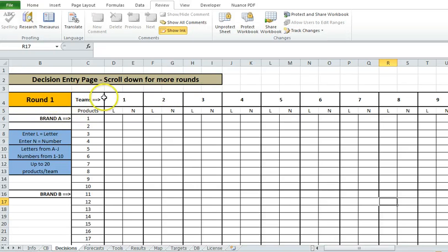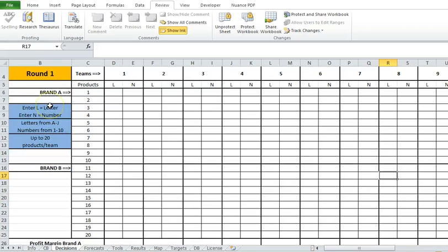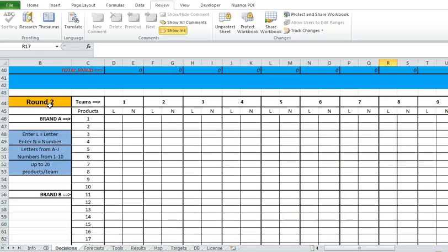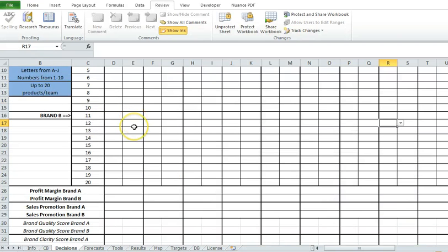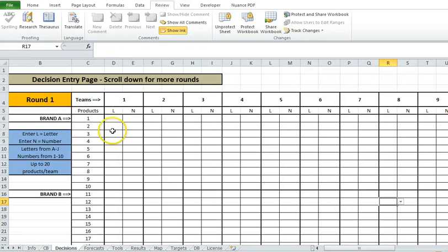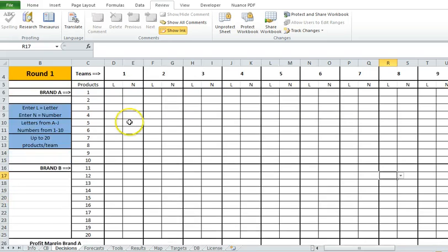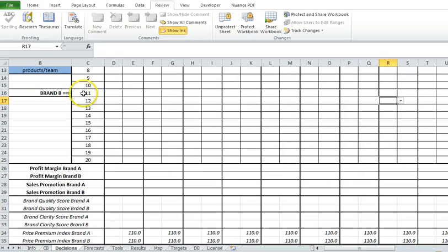As you can see, we've got 10 teams that go across the top, and we've got brand A, brand B, you've got up to 10 products in each. And this is round 1, and as we go down, we've got round 2 underneath, etc., all the way to round 8. What happens is you can only enter here letters and numbers. I'm going to come down to brand B. You normally would start with brand A, but it really doesn't matter. And I'm going to bring it down here just so we can see what's happening.